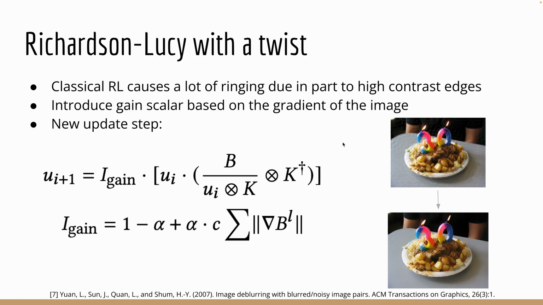Now the problem with Richardson-Lucy is that it causes a lot of ringing. You can see this image on the right has a lot of artifacts and a lot of ringing. So this is in part due to high contrast edges. So we can introduce a gain scaler to mitigate this. And so our new update step is going to be the original update step times a gain constant. And the result on the right shows our output. It definitely looks a lot better, definitely less artifacting and less ringing.